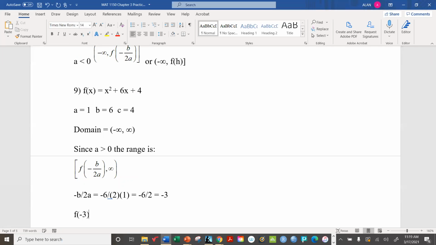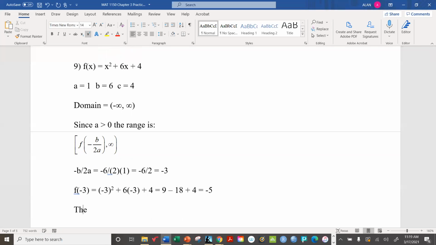F of minus 3 would be negative 3 squared plus 6 times minus 3 plus 4, which is 9 minus 18 plus 4, which is minus 5, it looks like. Yeah, that's right. So that means that the range is everything from negative 5 up to positive infinity. In other words, no matter what number you plug into this function, you'll never get a y value below -5.